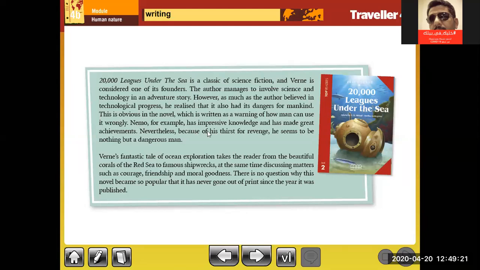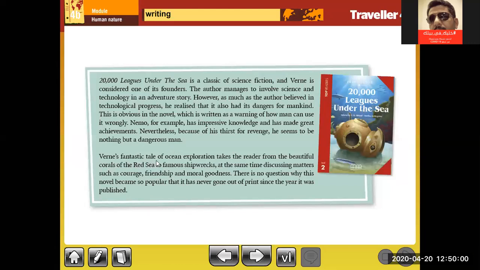Nemo, for example, has impressive knowledge and has made great achievements, success. Nevertheless, because of his thirst for revenge, thirst from thirsty for revenge, we mean by revenge the desire to punish someone for something wrong he did and come. He seems to be nothing but a dangerous man.